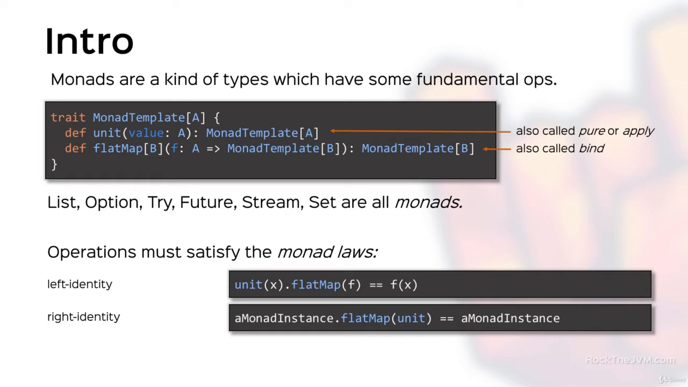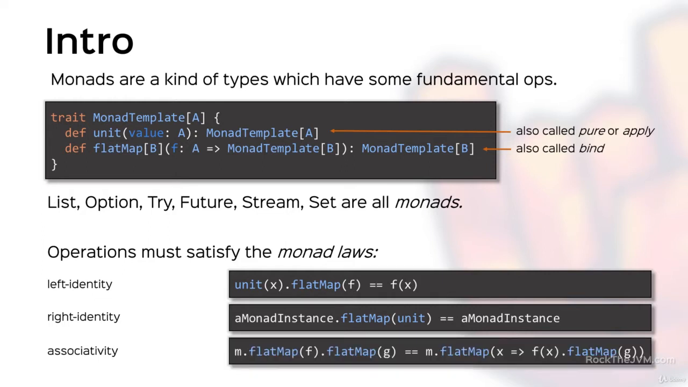Now, the third monad law is a little bit more complicated, and it's called associativity. And it says that if you have a monad instance and you flat map it with two functions in sequence, then that should give you the same thing as flat mapping the monad instance with a composite function that does f flat map g for every element. All right, so because I asked you at the beginning to picture a list of elements in your head, we're going to see how these operations and how these monad laws apply for list.